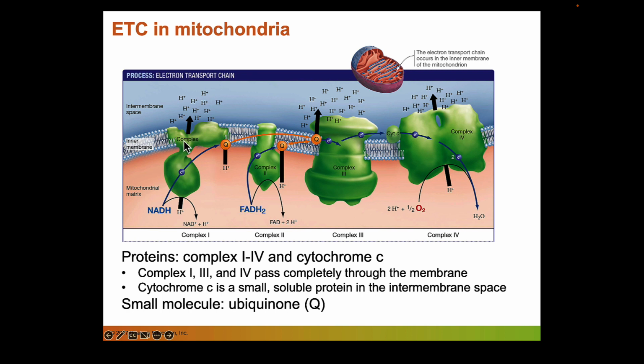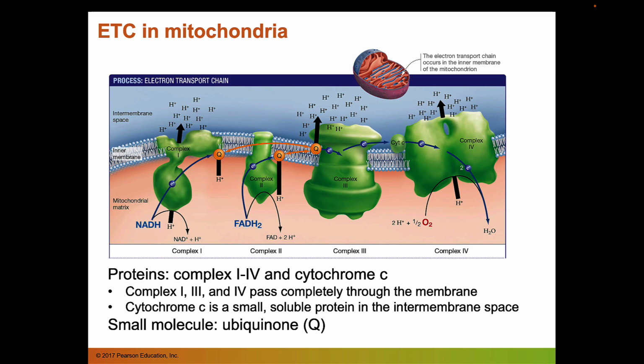You can see from this diagram that complex 1, 3, and 4 pass all the way through the membrane, but complex 2 does not. There's also a very important small molecule called ubiquinone, or as I'll call it, Q. This molecule is relatively nonpolar, and so it can easily diffuse through the membrane.